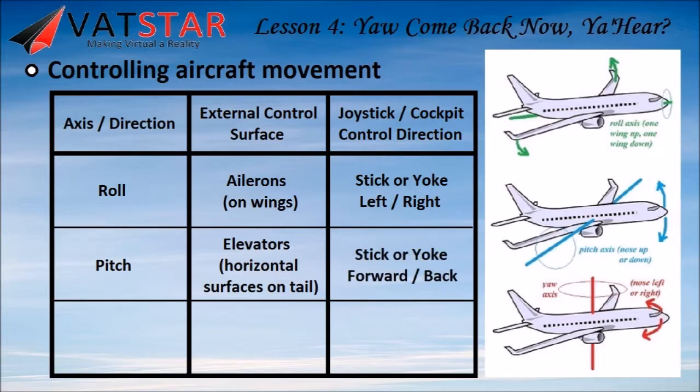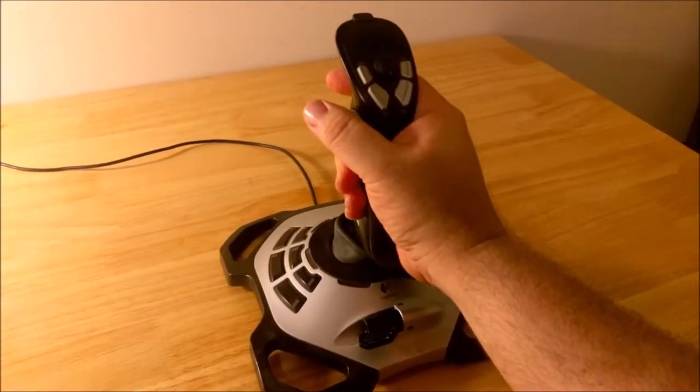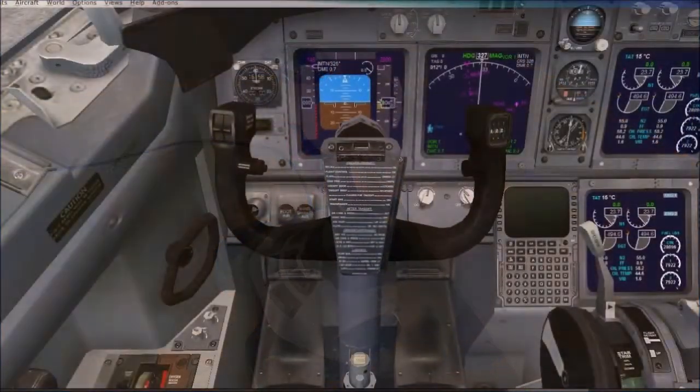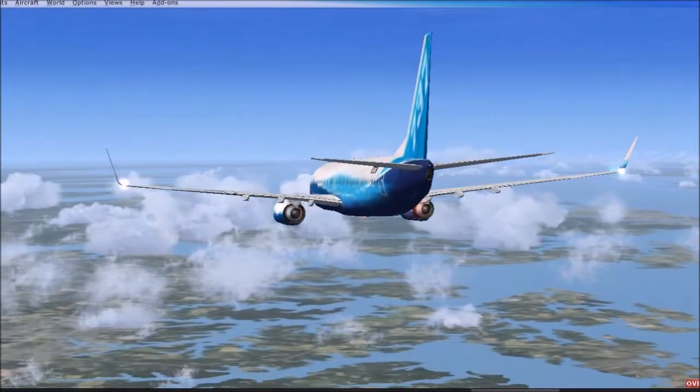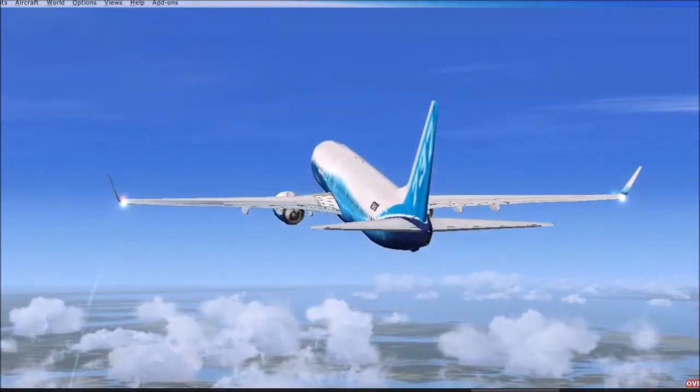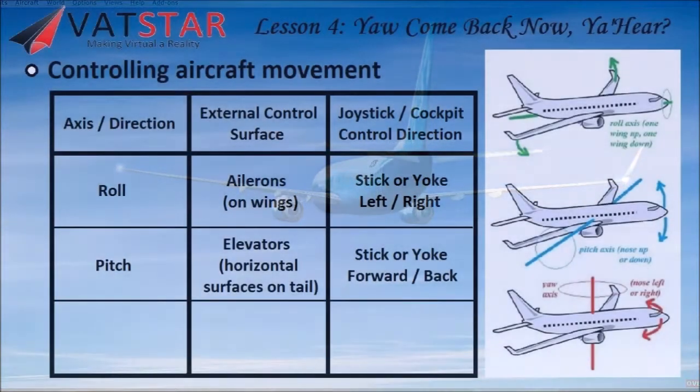So here's me moving the stick forward or back. And here's what that looks like in the cockpit with the control yoke. And finally, the effect that'll have on the plane. Notice the elevators on the tail and how they move to deflect the air. Quite the roller coaster ride.